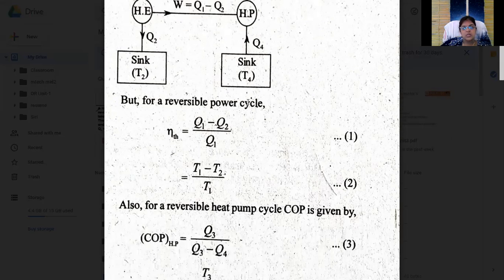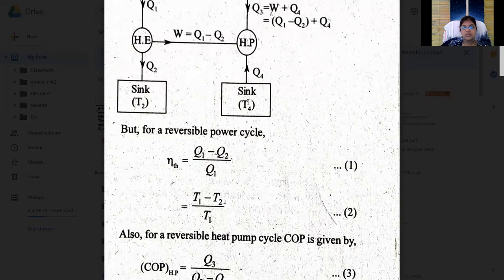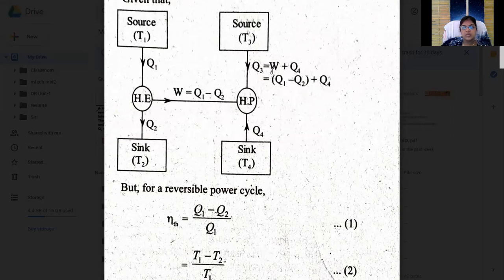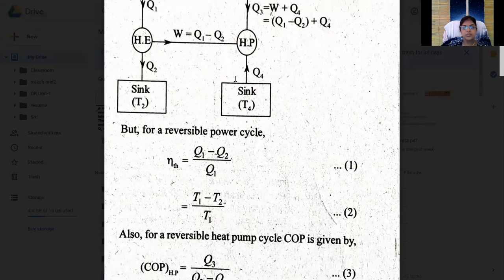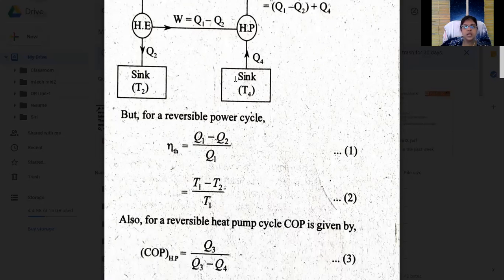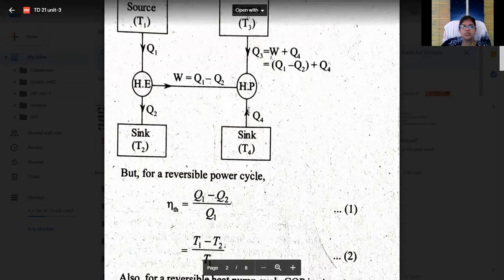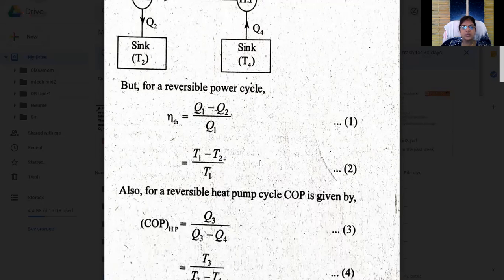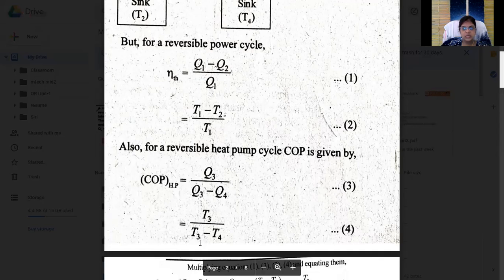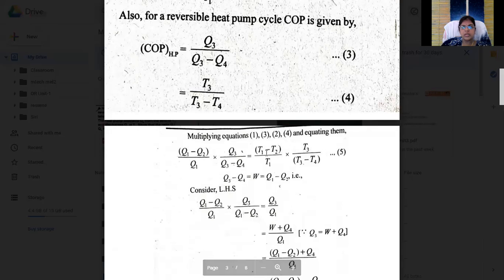Here also, for a reversible heat pump cycle, what is our COP? Desired effect to work done. What is our desired effect? Already I told you, for the heat pump the desired effect is Q3 at T3. Sorry, desired effect is Q3, and work done is Q3 minus Q4, higher temperature minus lower temperature. So just replace the Q's with T's: T3 minus T4.